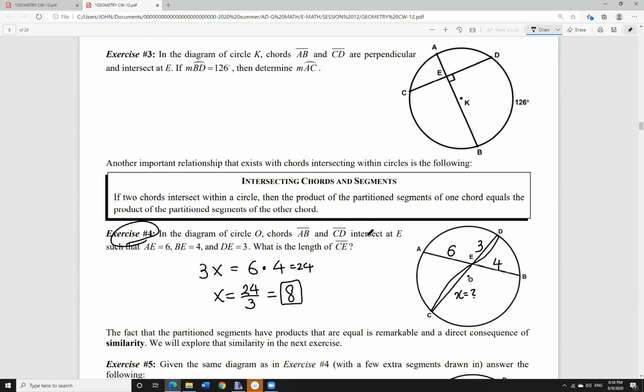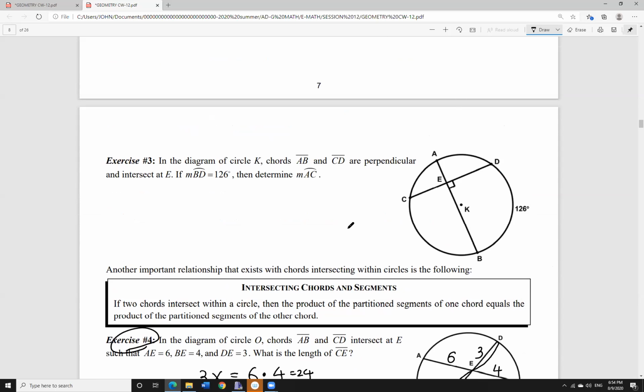Okay, take a look. This is 126 degrees, BD is 126. What is the measurement of AC? How can you find this one? This is intersecting, it's a 90 degrees intersecting, right?